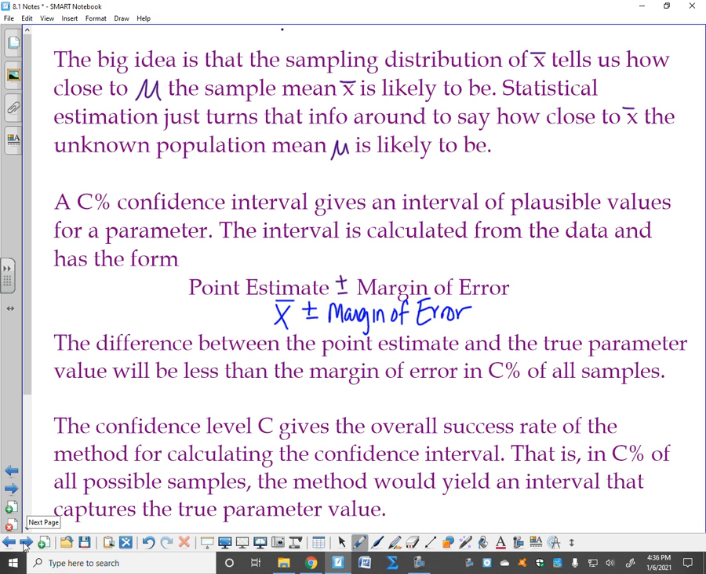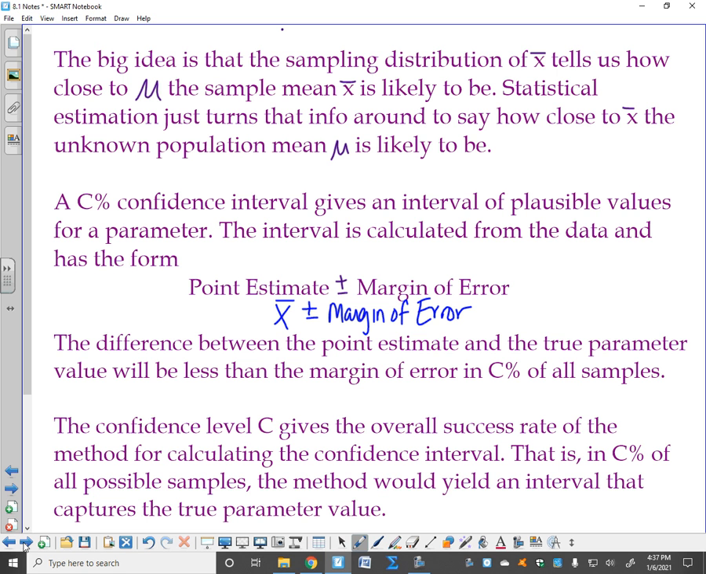The big idea is that the sampling distribution of x bar tells us how close to mu the sample mean x bar is likely to be. Statistical estimation, which is what you're doing, you're estimating, just turns that info around to say how close to x bar the unknown population mean mu is likely to be. A C% confidence interval, so 95%, 68%, 99.7%, whatever, gives an interval of plausible values for a parameter. Parameter is mothership information, so either mu or p.